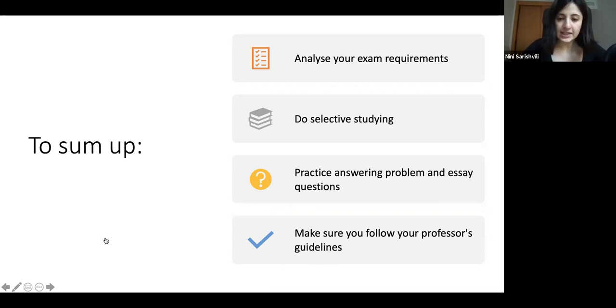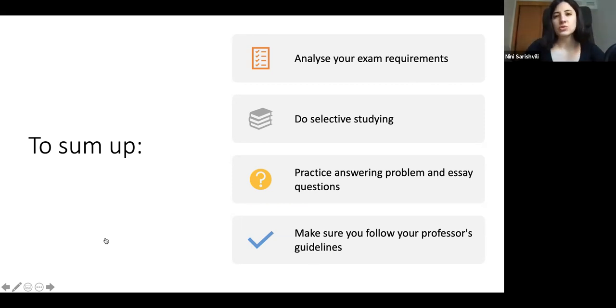And finally, make sure that you follow your professor's requirements. Grading is subjective, and it's very important that you know exactly what your professor wants you to do. The best way to do this is if you draft a few practice essays from past exam papers, send them to your professor and ask for some feedback.